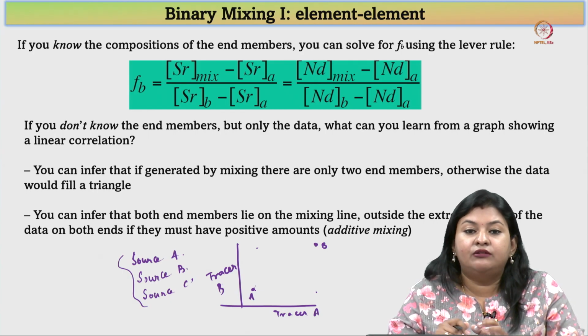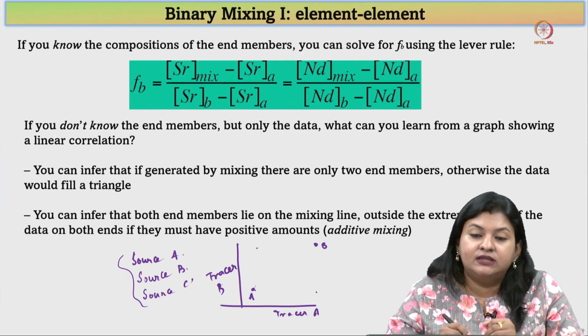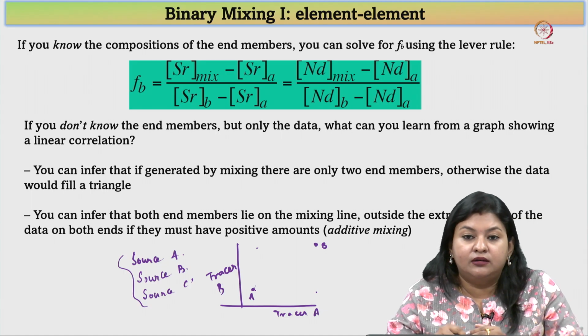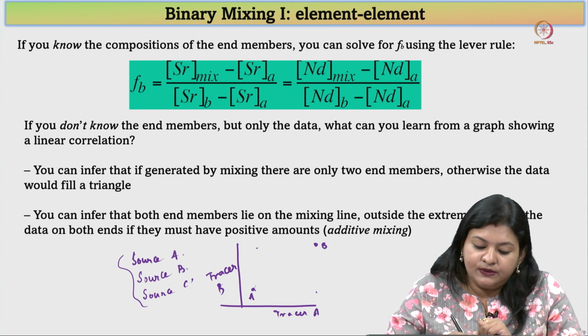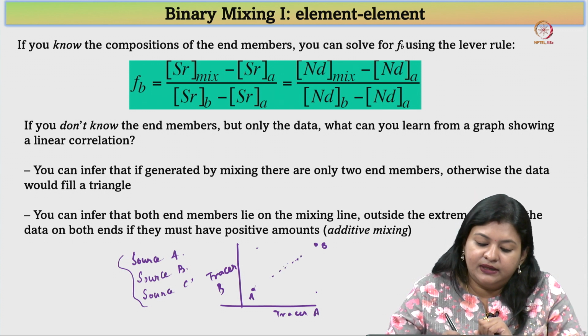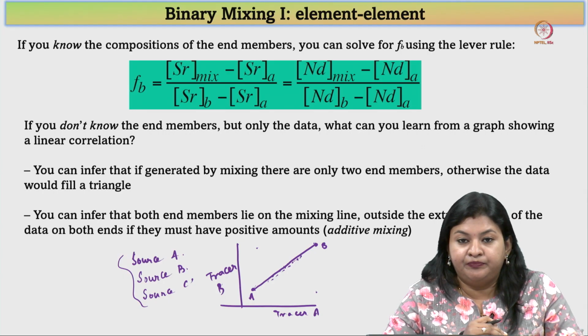So, some kind of mixing line, and you will see when you plot your data, that is the mixed samples whose contribution you want to quantify, you will see that the data will lie like this, that is along the mixing line of these two end members.